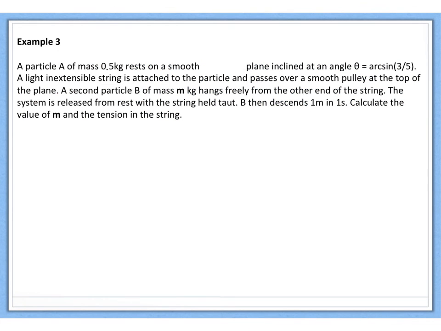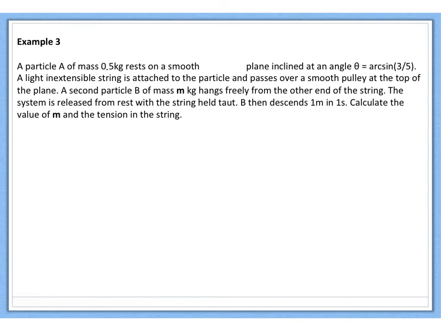So let's look at our next example. We have a particle A of mass 0.5 kilograms resting on a smooth plane, which is inclined at an angle theta equals arcsine 3/5. Now, we know how to deal with theta equals arcsine 3/5. We've seen something similar to this previously.